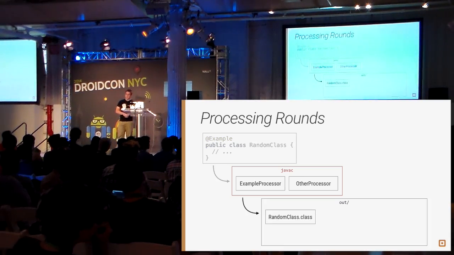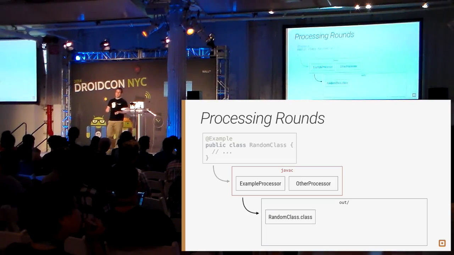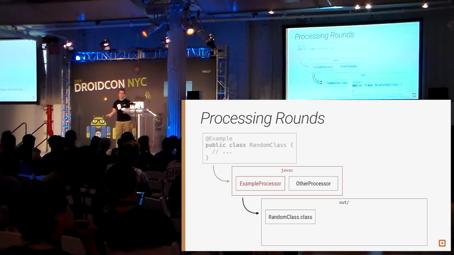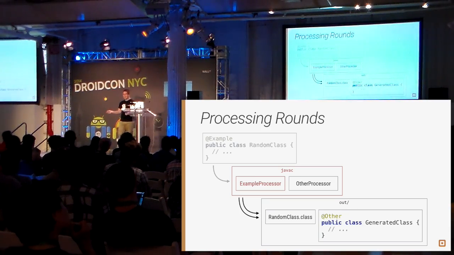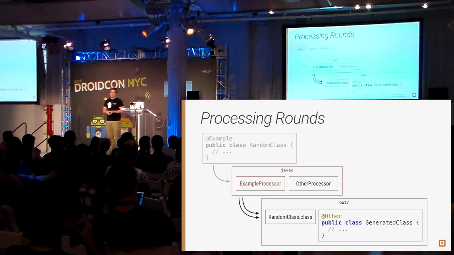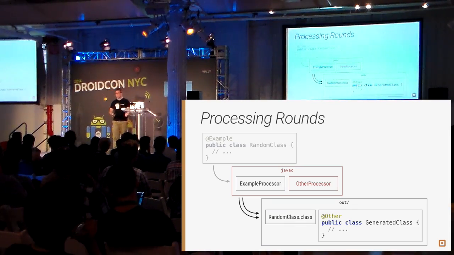And it's going to do what you would expect. It's going to spit out a class file. Our example processor is going to run, and it's going to generate this hypothetical code, which has our other annotation on it. Our other processor is going to run. But you'll see that the inputs into javac don't have any other annotations, so it has nothing to do.